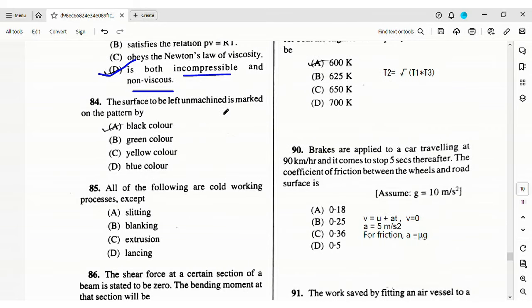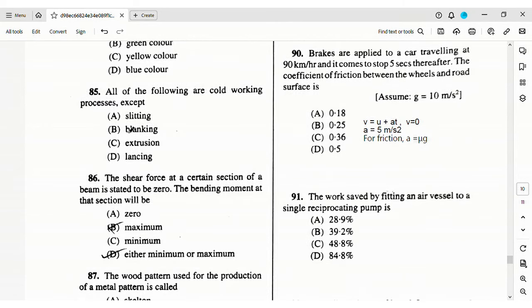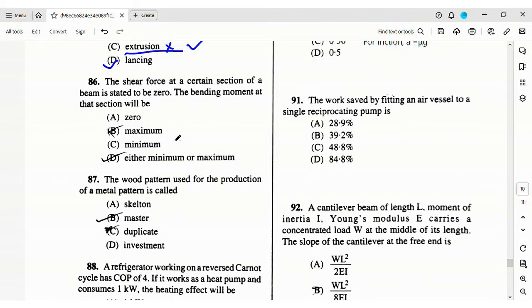Surface to be left unmachined is marked on the pattern by black color. All the following are cold working process except: slitting is a cold working, blanking is a cold working, lancing is a cold working, but extrusion is not a cold working process. So the right answer will be extrusion. The shear force at a certain section of a beam is stated to be 0. The bending moment at that section will be either minimum or maximum.